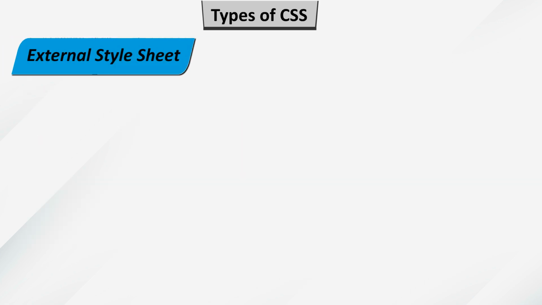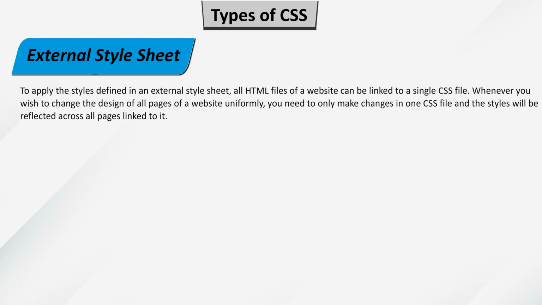External style sheet. To apply the styles defined in an external style sheet, all HTML files of a website can be linked to a single CSS file. Whenever you wish to change the design of all pages of a website uniformly, you need to only make changes in one CSS file and the styles will be reflected across all pages linked to it.